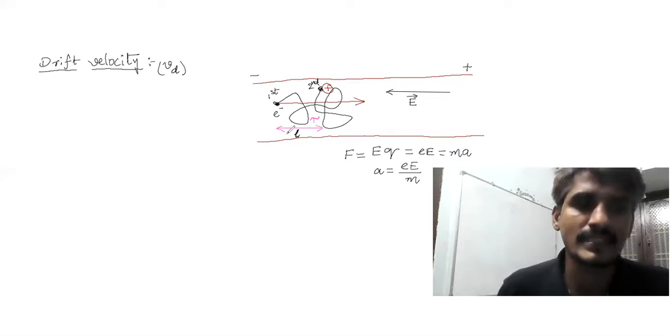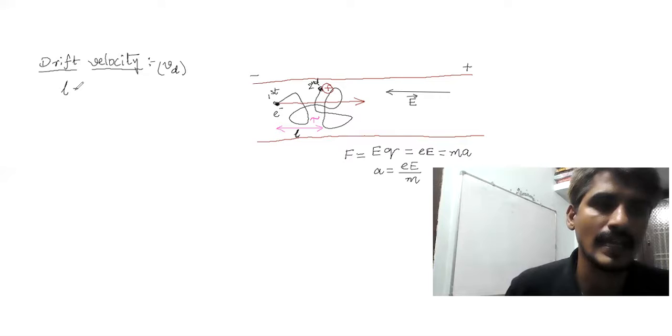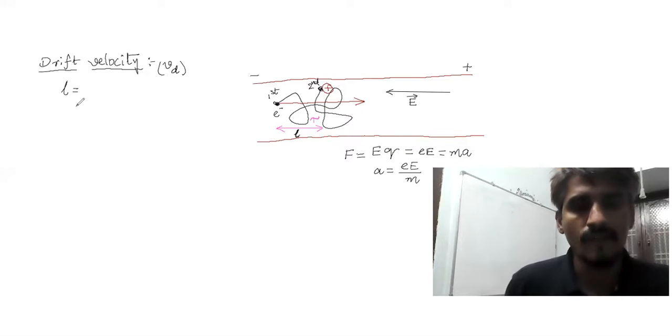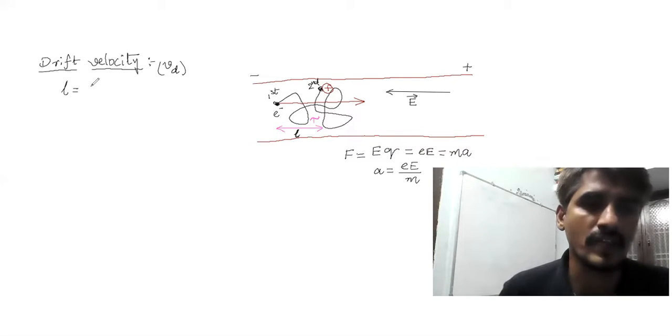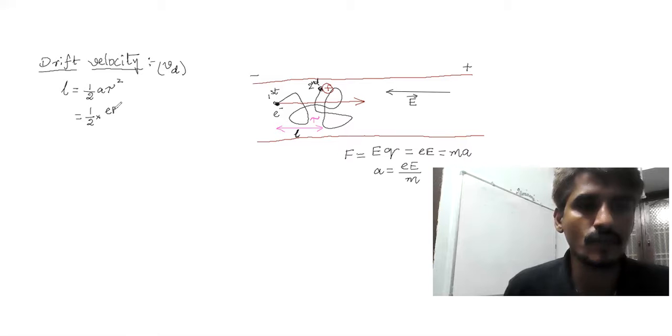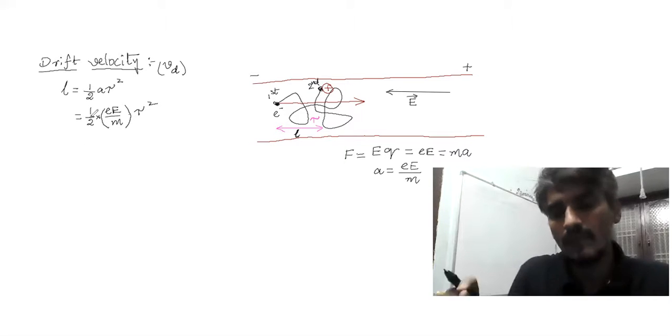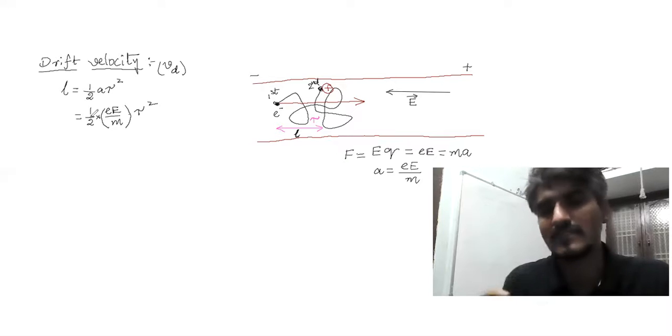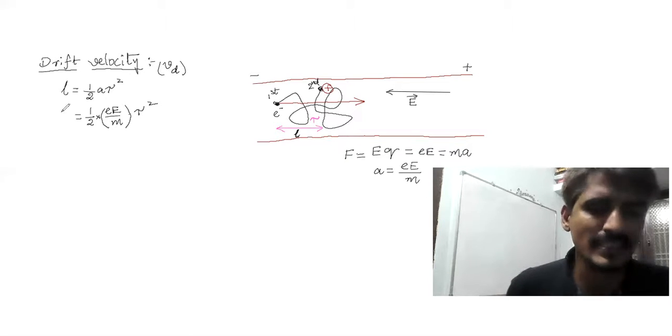And L can be written as, if it is moving with a particular acceleration, according to kinematics, half a t square. What is this t here? Relaxation time. Hence you can write half into a, which is e into capital E by small m, into tau square. This is L, the displacement that an electron has traveled.